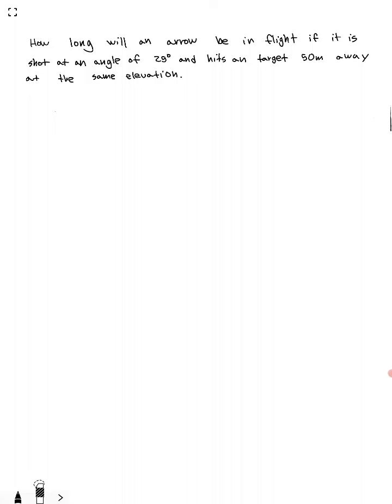So, first thing with all kinematics problems is we're going to draw a diagram. It's going to travel in a parabolic path. And with all parabola problems, it's useful to just look at half of the problem. If the full distance is 50 meters, then half distance is just going to be 25 meters. And of course, we have our starting angle of 25 degrees.